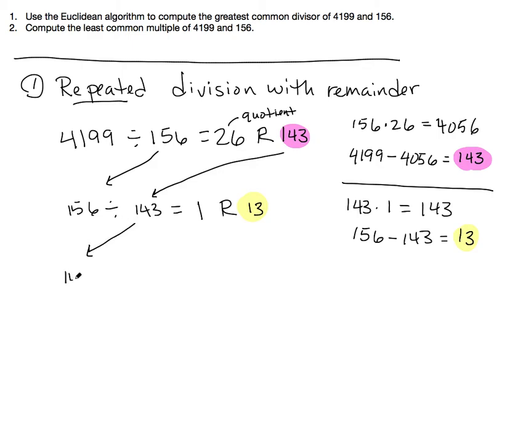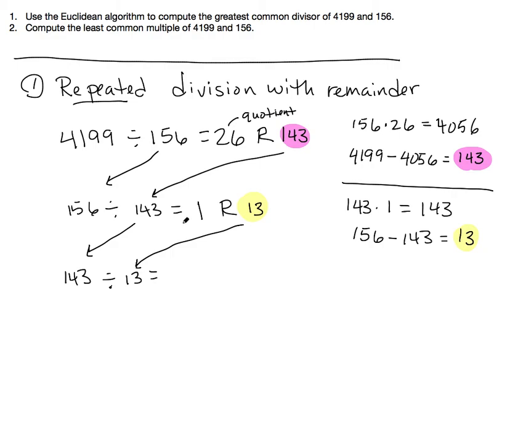So I bring down my 143. I divide that by the remainder that I got. So I'm using my previous line. In both of these steps, I'm using numbers from the previous line to figure out what my new computation is. All right, so now I'm going to divide 143 divided by 13. Ooh, and we actually get a whole number.